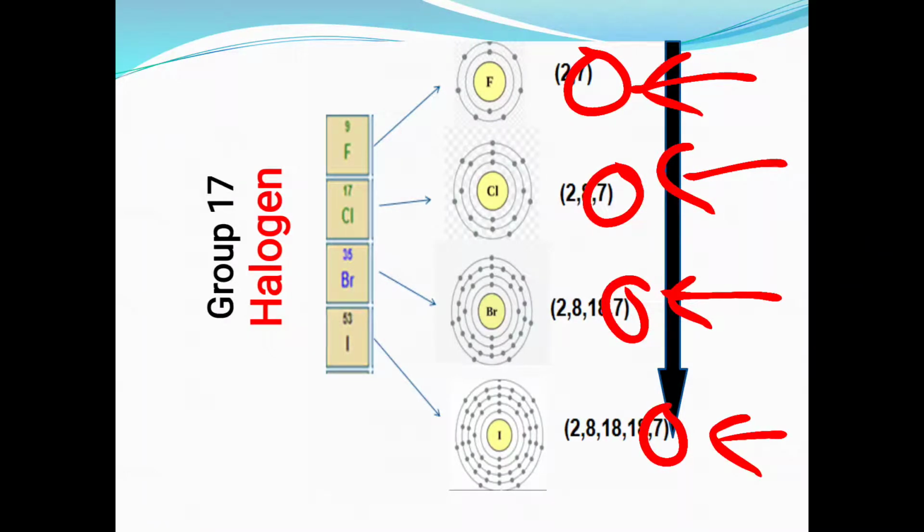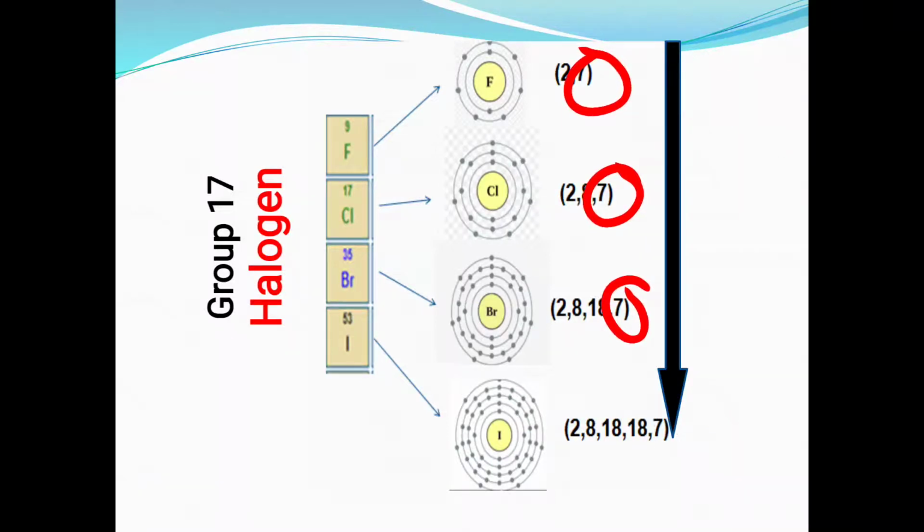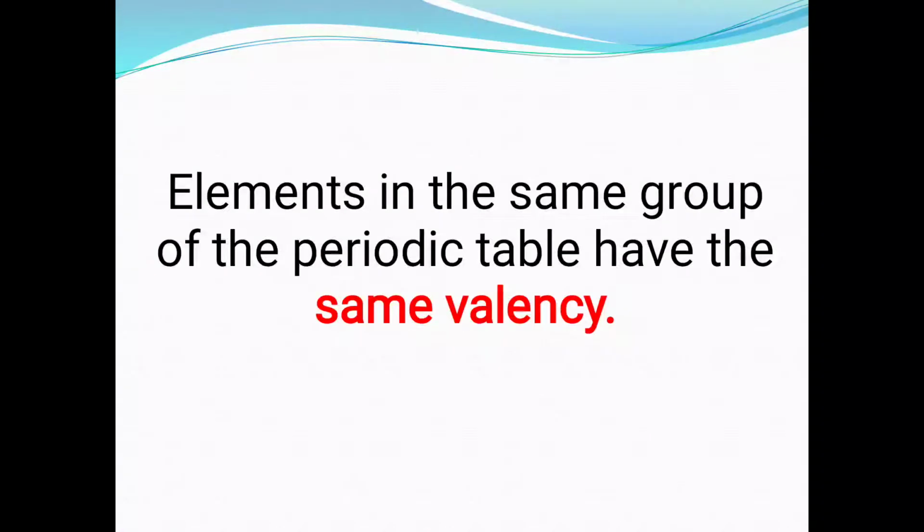So they all have the valency 1 now, right. So here also it is confirmed that as you go down in the group, the valency does not change, right? So, this is the conclusive statement. Elements in the same group of the periodic table have the same valency, right?